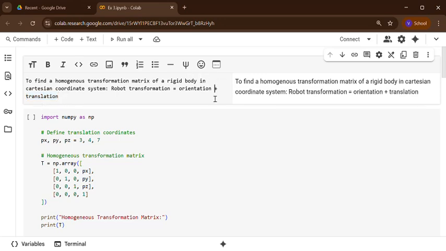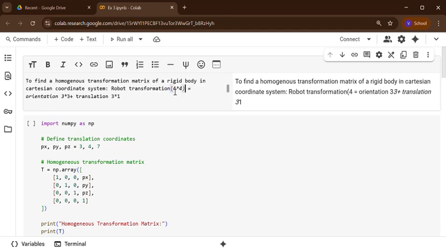So orientation needs a 3 cross 3 matrix, and the translation is a 3 cross 1 matrix. Totally, the order of the robot transformation matrix is 4 cross 4. So robot transformation should be represented in 4 cross 4.